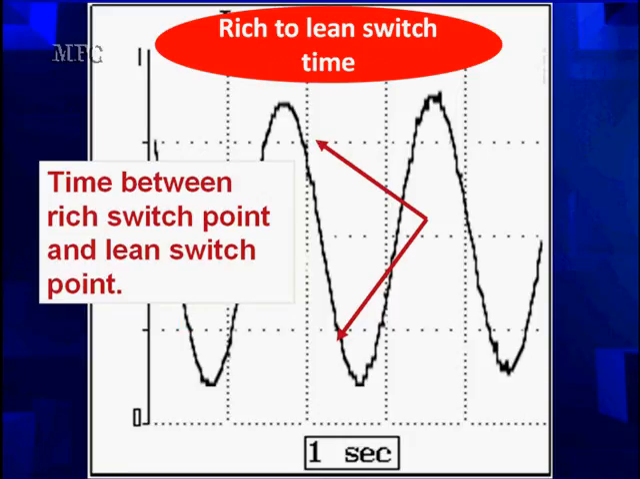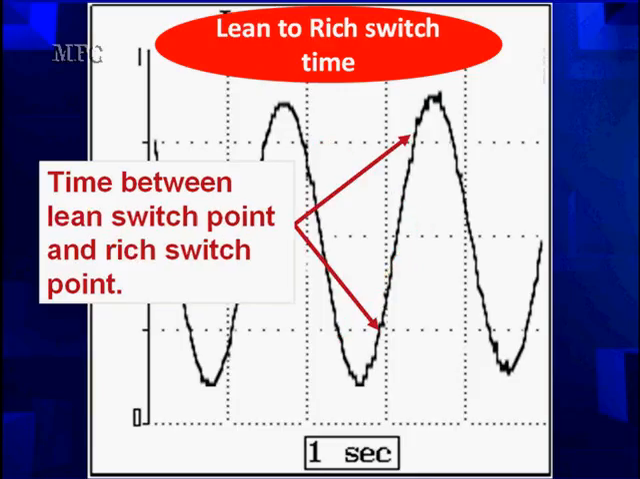Now, the time between switch points is measured in mode 6. You will see things referring to rich to lean switch time, between rich to lean switch points and lean to rich switch points. In this case, we're going down from rich toward lean. This is the lean to rich switch point. If we're going the opposite direction, coming from lean going to rich, this is the time between the lean to rich switch point. Nice to know how balanced these numbers are.